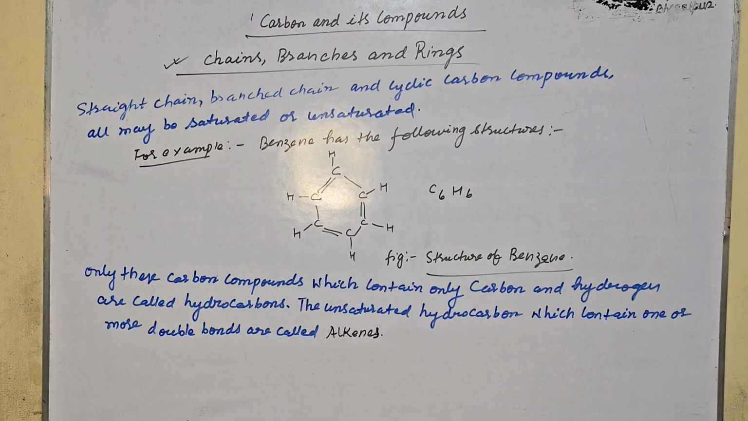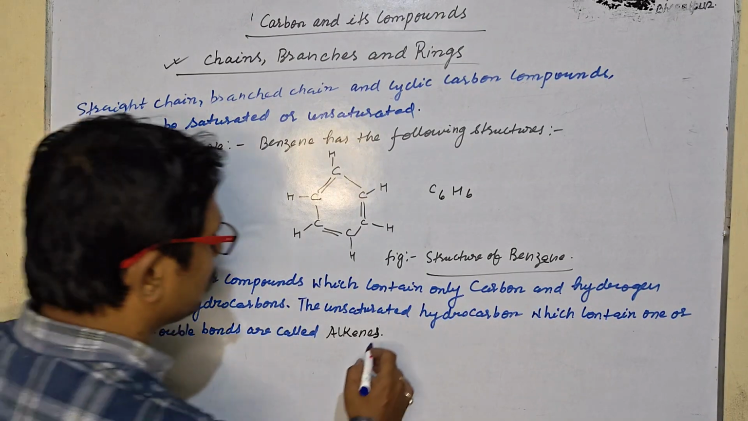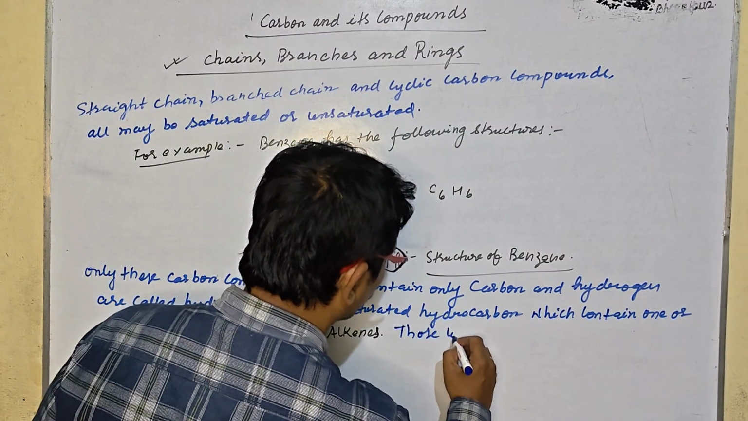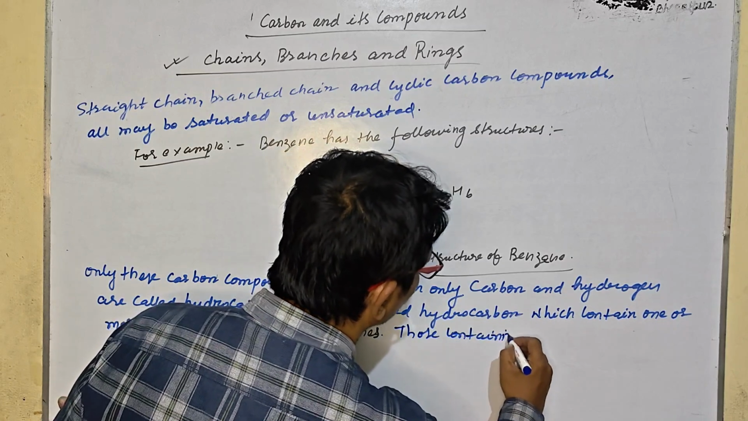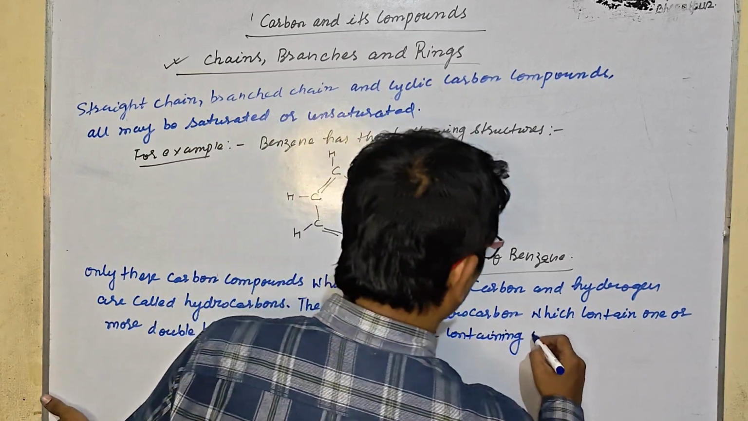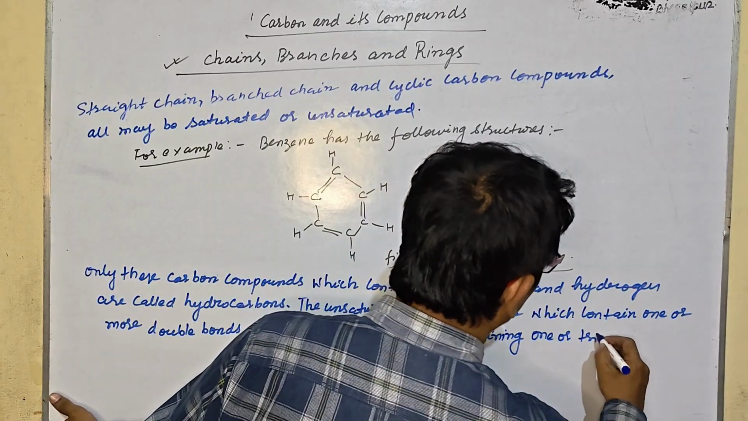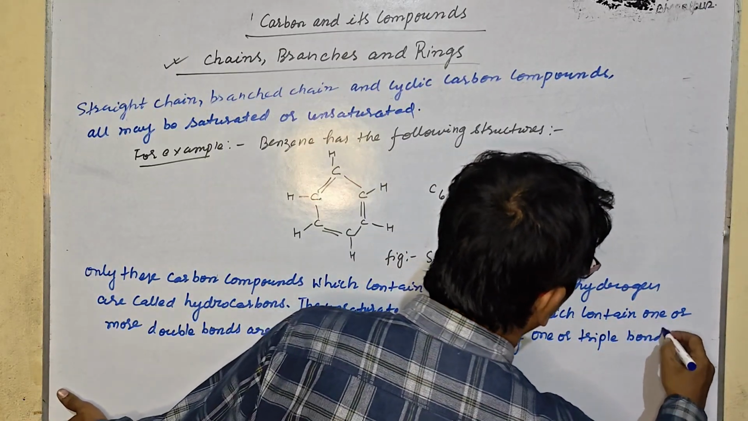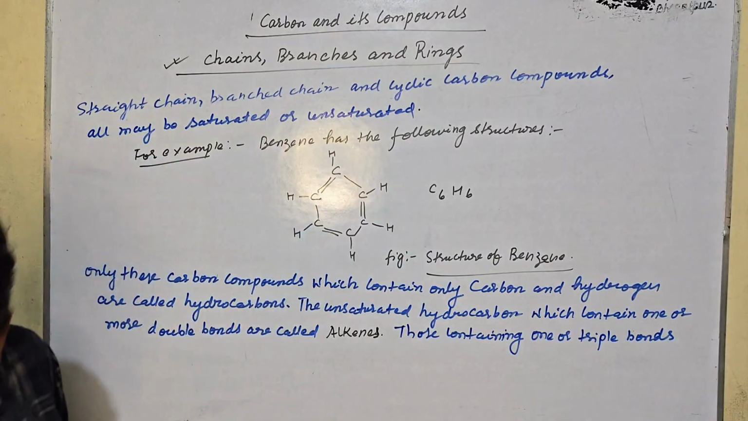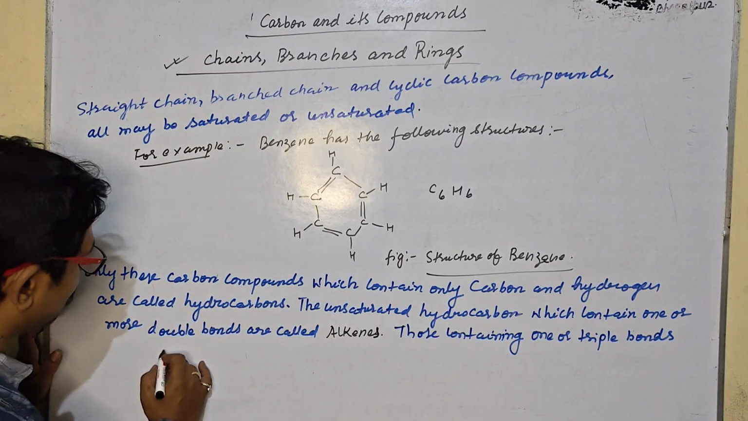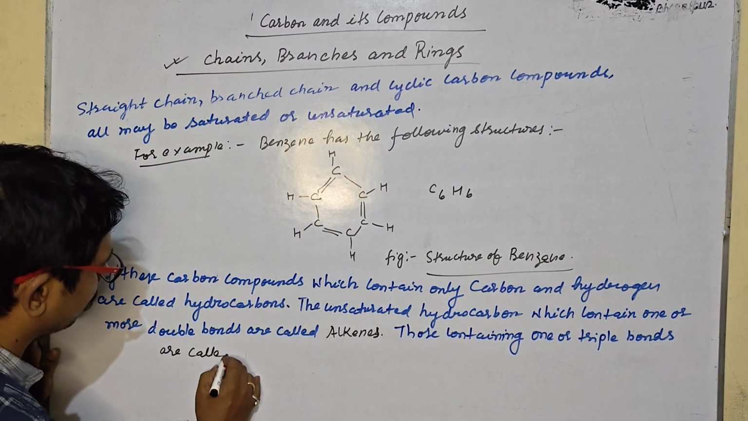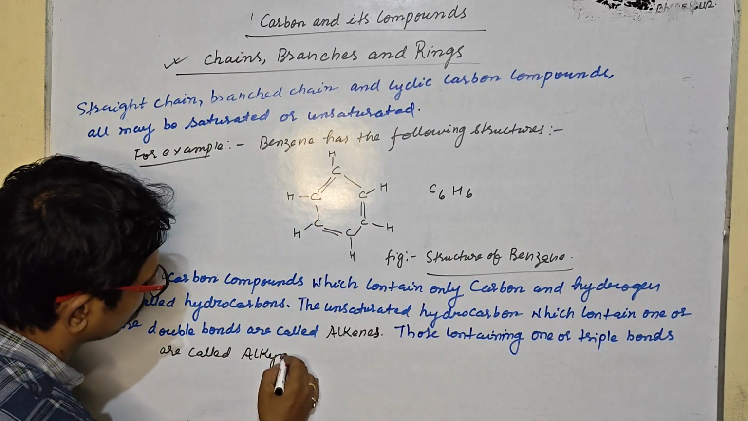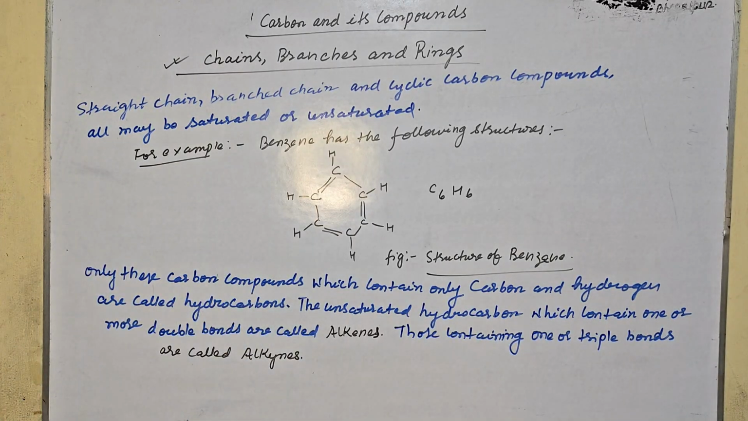And the second thing, those containing one or more triple bonds are called alkynes. So in the next topic we will discuss the homologous series, or will you be my friend. Carbon is saying will you be my friend, or you can see the homologous series.